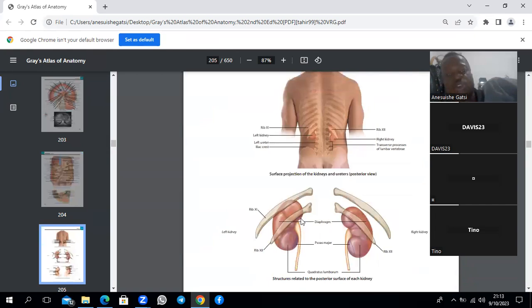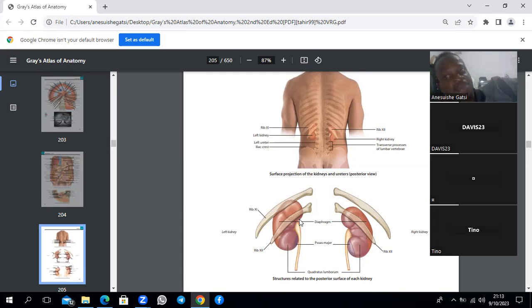Right. And as you can appreciate, your kidneys have this concave surface here. They have a concave and a convex end. The concave end is the hilum. So the hilum of the kidney is where blood vessels and lymphatics enter and exit. Right?